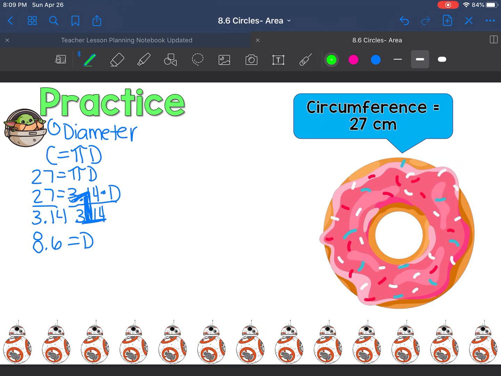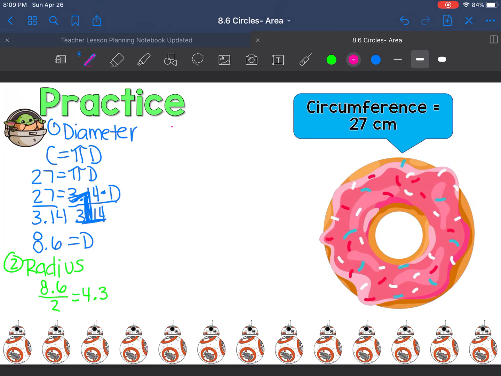So now that I found my diameter, now I need to find my radius. Remember, the radius is half of the diameter. So in order to find what that is, I just need to take my diameter, 8.6, and divide it by 2. When I do that, I get 4.3. So this tells me that my radius is 4.3.